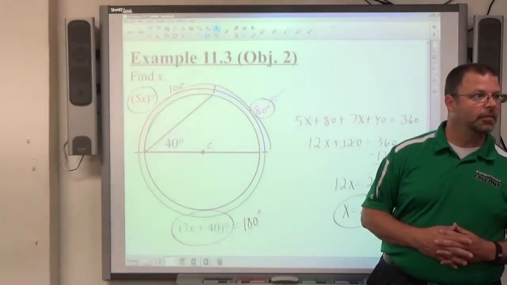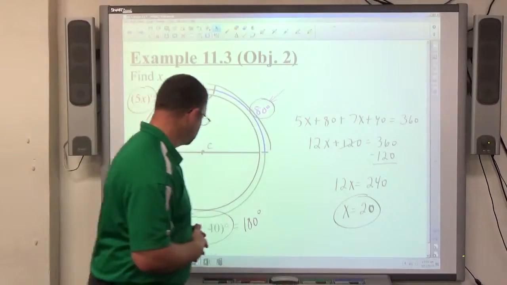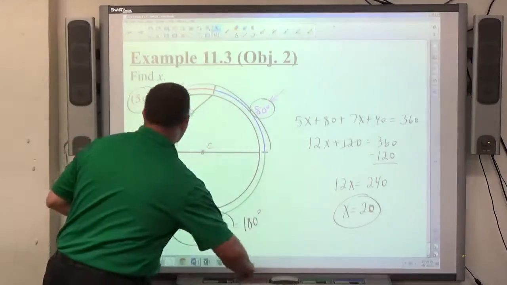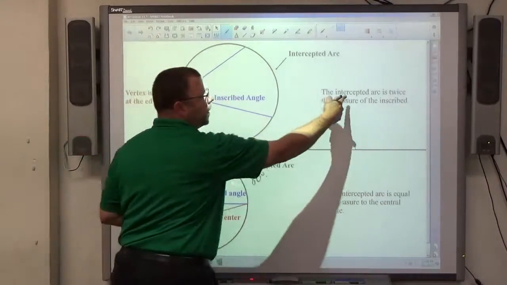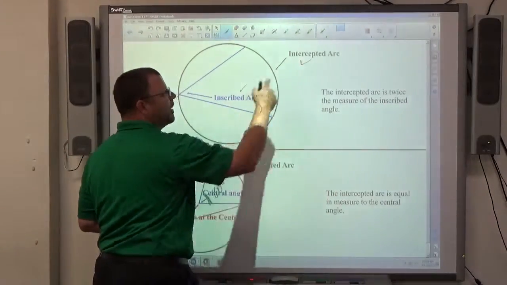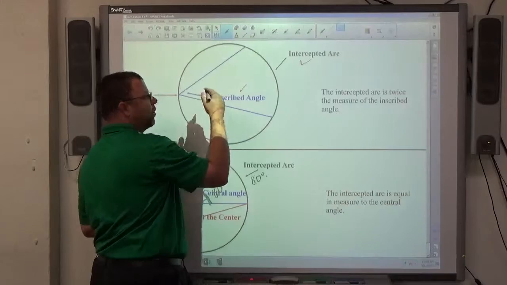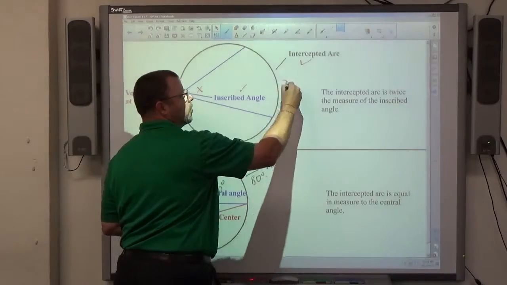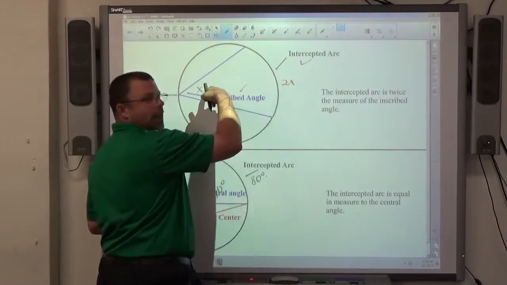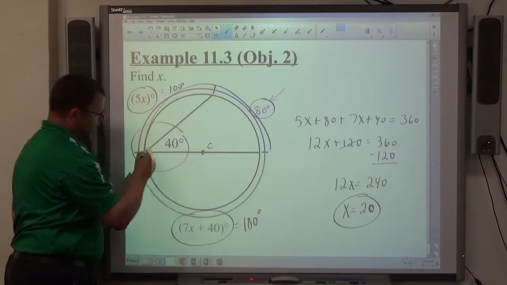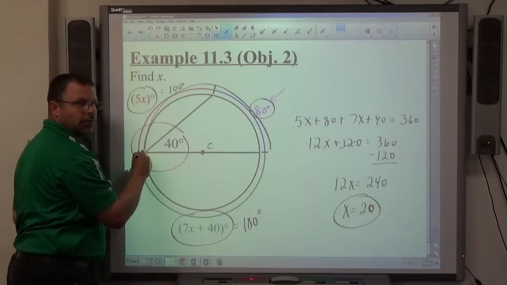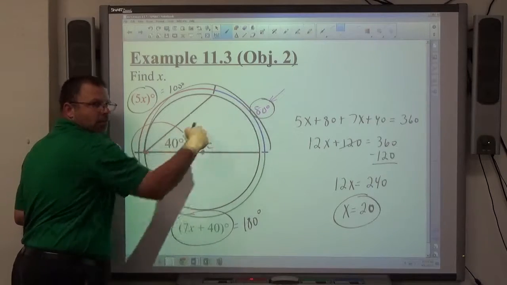Maddie, can you re-explain how you got the 80? Yeah. Going back to this picture here, we have an inscribed angle. The relationship between an intercepted arc and an inscribed angle is that this is 2 times as big as that. So if this is x, this is 2x. So you just double whatever that is to get that. Looking at this picture, this is an inscribed angle. Its vertex is right here on the edge of the circle. That's half as big as that, so 40 times 2 is 80.